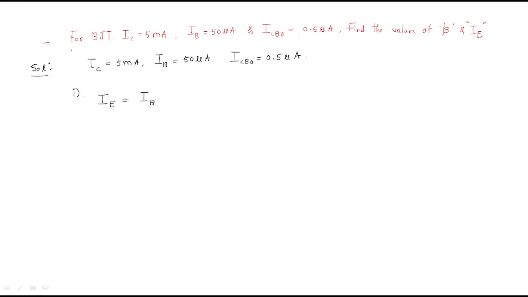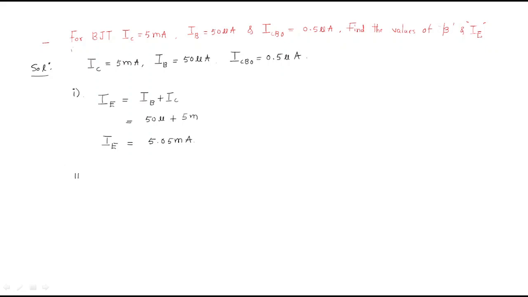The emitter current is nothing but the base current plus the collector current. So what is the base current here? The base current is 50 micro, and the collector current is 5 milli. By combining them together, we get the emitter current value as 5.05 milliamperes. So whenever he asks to find beta and IE, first you find the emitter current.